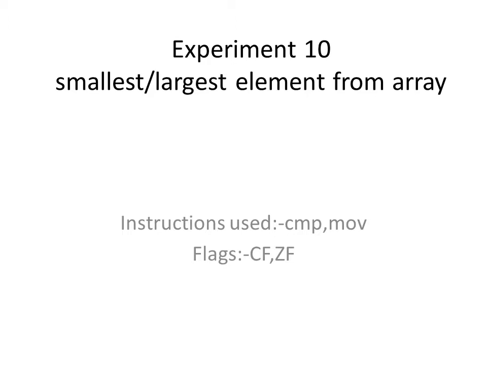The instructions that we are going to use: here we have to find the smallest and largest element, so we need to do comparison. For comparison purposes we have the instruction CMP. By the CMP instruction, no source and no destination will get affected, only the flags will get affected: zero flag, sign flag and carry flag. Another instruction is MOV, to transfer data from source to destination. Okay, so first of all we see the algorithm to find the smallest element from the given array.